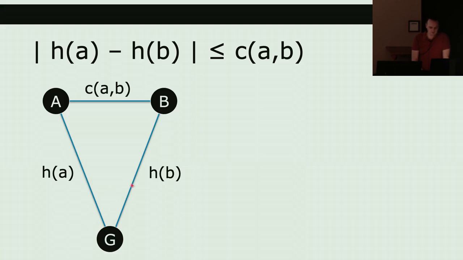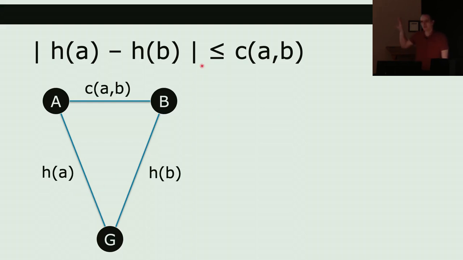And so what this is saying is that the difference between these two can never be more than the cost of actually going between them. Okay? This is the triangle inequality. It's basically saying that one side of a triangle can never be bigger than the other 2 sides. Right? That's what the actual triangle inequality says.